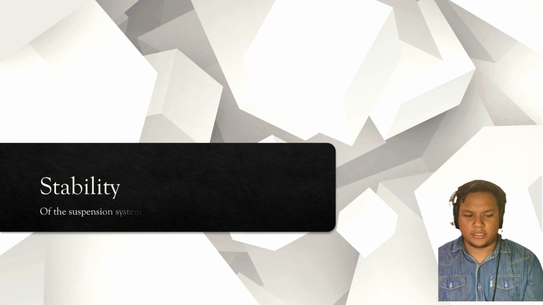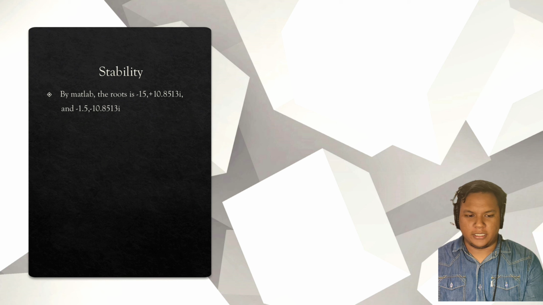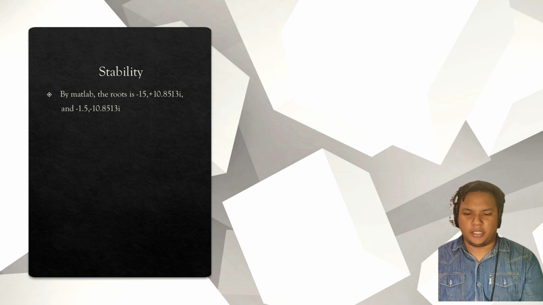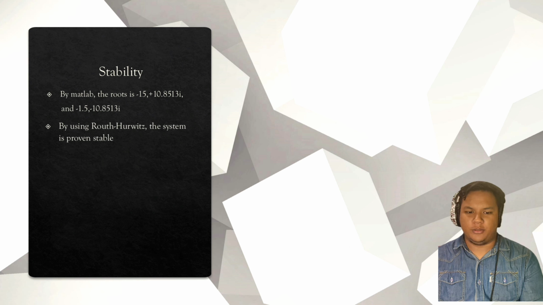Now for the stability of the suspension system. The stability that we get by MATLAB is on the left hand side, at the top and at the bottom. If by using MATLAB we get the poles at the left, that means it is a stable system. Also, by using Routh-Hurwitz, we calculate and get all positive real numbers. It means it is proven that this system is a stable system.